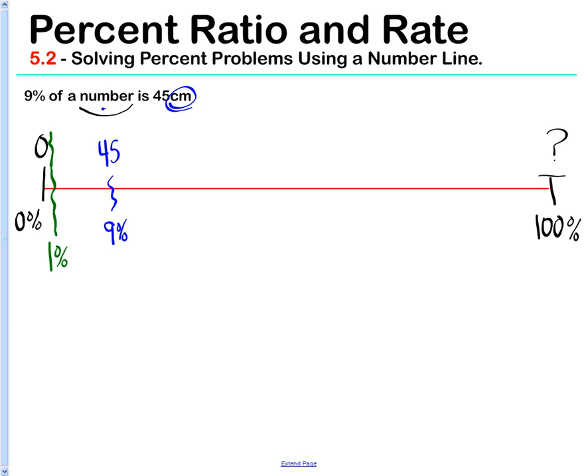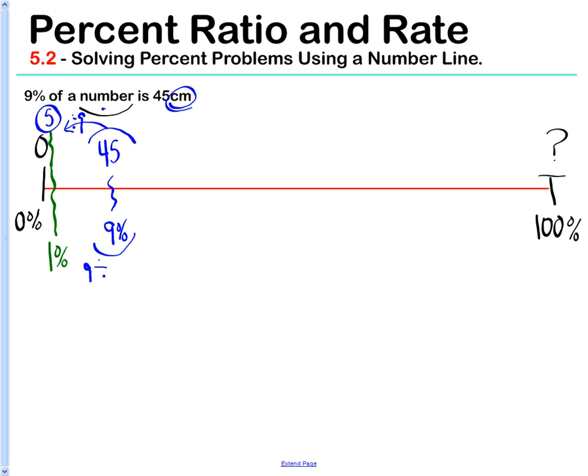at this point. So if we were to find this, we would have to divide, in order to turn our 9 into a 1, we divide it by 9. What we do to the bottom in this instance, we also have to do to the top. So we divide both by 9. When we divide 45 by 9, that equals 5. So 1% is 5.